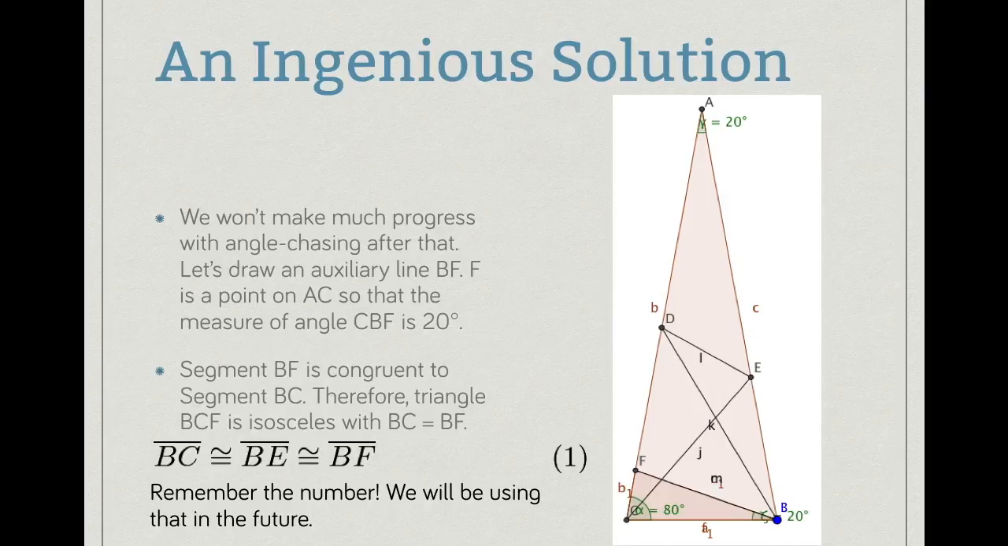Let's draw an auxiliary line, BF. F is a point on AC, so that the measure of angle CBF is 20 degrees. Segment BF is congruent to segment BC. Therefore, triangle BCF is isosceles with BC equals BF. This is because the measure of angle CFB must be 80 degrees, because that's the only way that triangle CFB can be a triangle. And now remember equation 1, that segment BC is congruent to segment BE is congruent to segment BF. We will be using this segment congruency in the future.